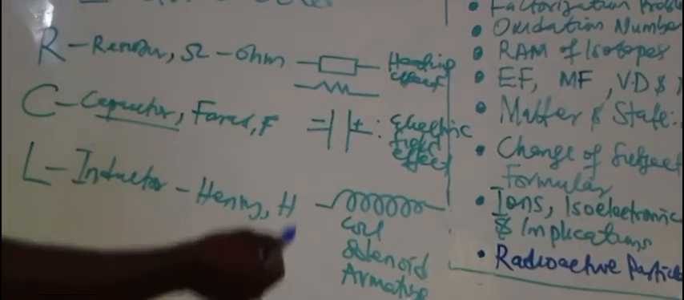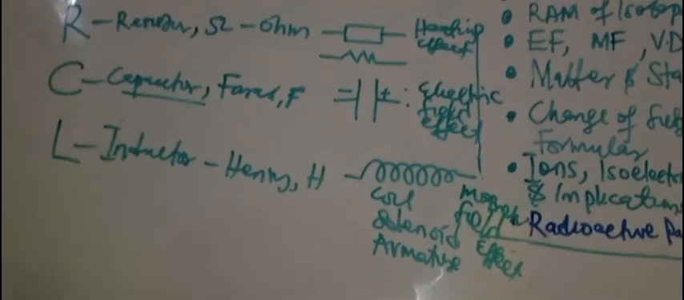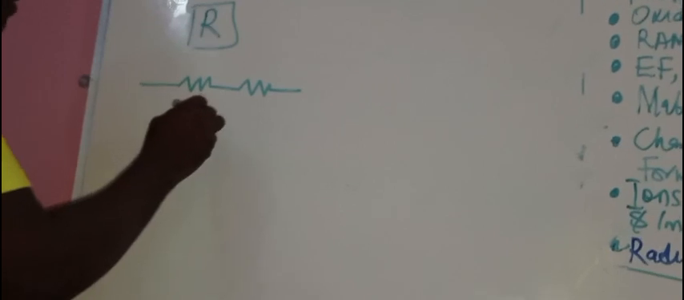Now inductor, what effect? This one is called magnetic field effect. It causes magnetic field effect. That is inductor. And so meaning it can store magnetic field. Now in terms of connection, let's look at the connectivity of this and how to find the total load when we have more than one of these components. For example, resistor may be connected in series and in parallel.